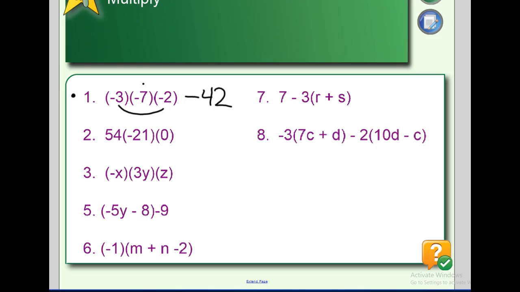Now, let's look at number 2. Is number 2 going to be positive or negative?